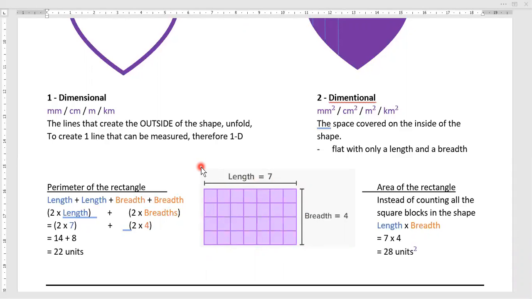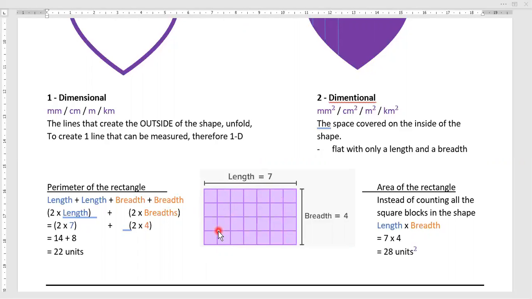With area, you can actually count the 7 blocks. 1, 2, 3, 4, 5, 6, 7. And then how many down? 1, 2, 3, 4. So you can do that where you count all the blocks inside here. But what's going to happen if you have over 100? Are you going to count those 100 blocks? I hope not. So what's going to happen now is we are going to multiply the length by the breadth.